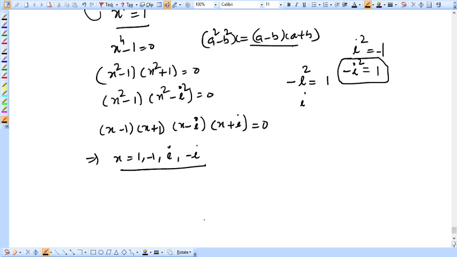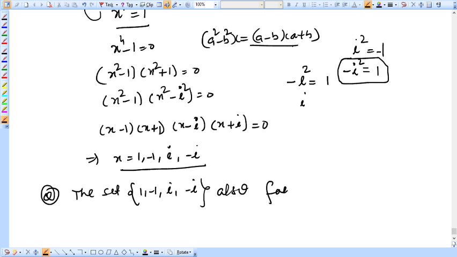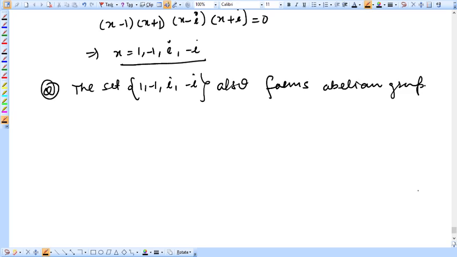Okay, so this set {1, -1, i, -i} also forms an abelian group under multiplication, right? I'm leaving this as an exercise for you. I hope you will do it on your own.